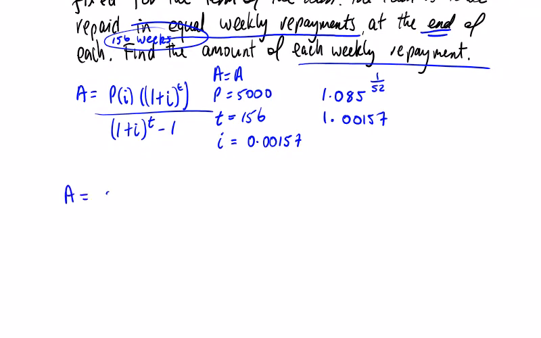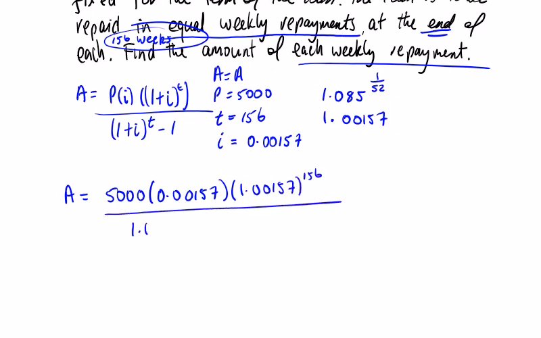Just fill this information in. A is equal to 5,000 times 0.00157 times 1.00157 to the power of 156 all over 1.00157 to the power of 156 minus 1. So it's just calculator use. Now always do it twice on your calculator. So this gives an answer of 36.161. So 3616 is the amount.